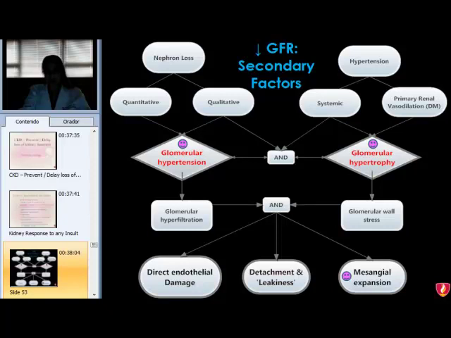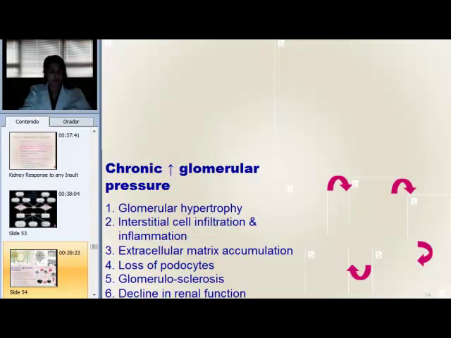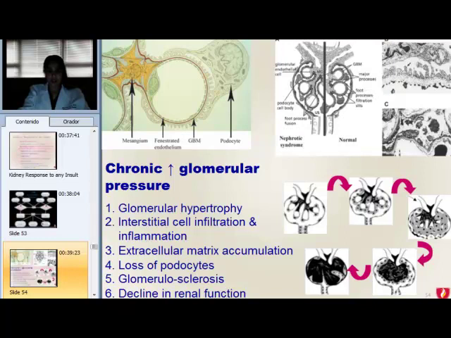The hypertrophy will result in glomerular wall stress. And this will result in detachment and leakiness, which will result in cytokine stimulation and release of toxic substances into the mesangium and result in mesangial expansion. So mesangial expansion, glomerular hypertrophy, and hypertension are the key secondary factors that result in progressive renal disease.